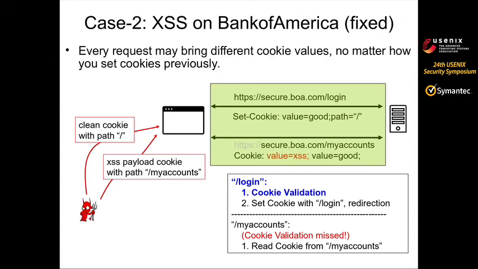We figured out a way to inject two cookies. The first one is to pass the cookie validation, and for the second one, we use a certain path so that we shadow the good cookie they set from the first URL. Then we launch the cross-site scripting attack.